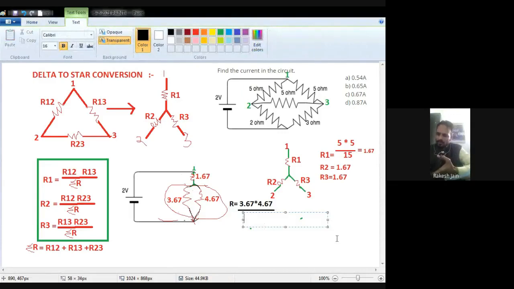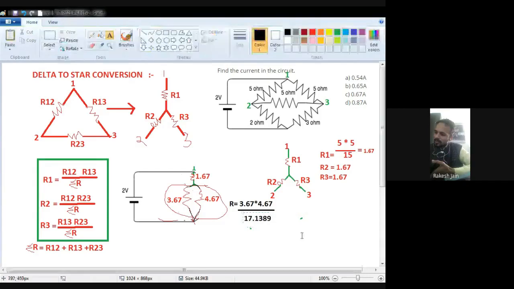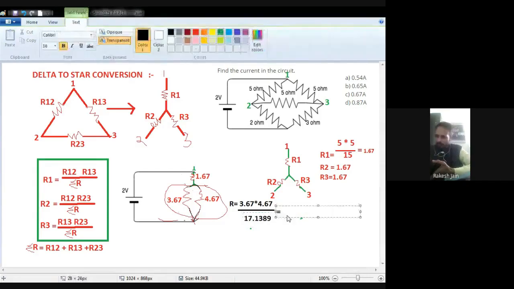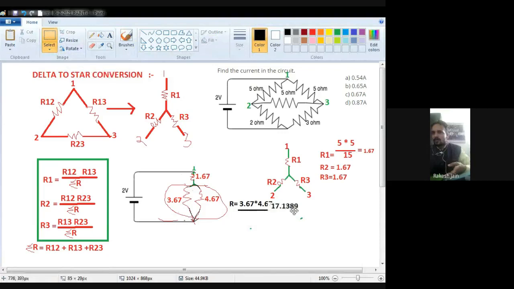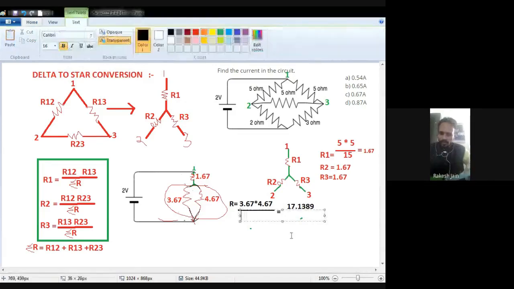Now see the question. These two resistances are now parallel. Why do we say these are parallel? Because one point is connected with each other and the other point is also connected with each other. This 3.67 resistance is connected here, and 4.67 is also connected here. The second point of 3.67 is connected here, and the second point of 4.67 is also connected here. So they are in parallel. So how do we find the parallel answer of 3.67 and 4.67?